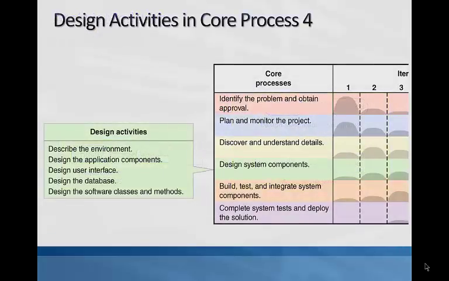This figure highlights the design activities associated with Core Process 4, Design System Components. The activities themselves indicate what elements of the new system must be designed. Design steps and processes are different for each type of element. Of course, these activities are often carried out concurrently because the design of one element impacts the design of all the other elements. The first activity listed is to describe the environment.